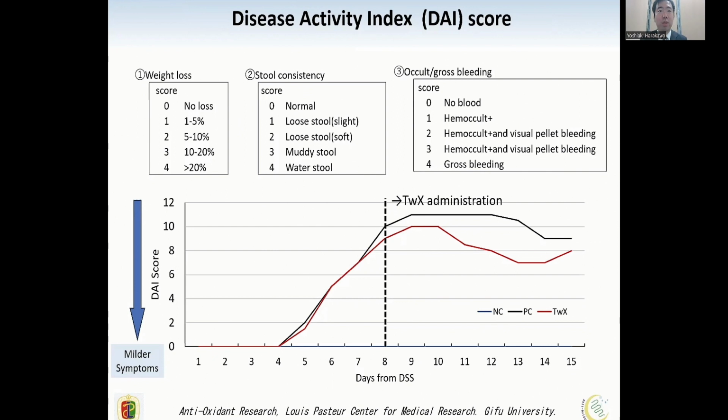DAI can be scored daily during the duration of the DSS treatment. In this study, 2.5% DSS was given as drinking water and 20X was administered starting on day 8. The results showed that the DAI score was reduced in the group given 20X. The result indicates that 20X has the potential to reduce the severity and improve the prognosis of ulcerative colitis.